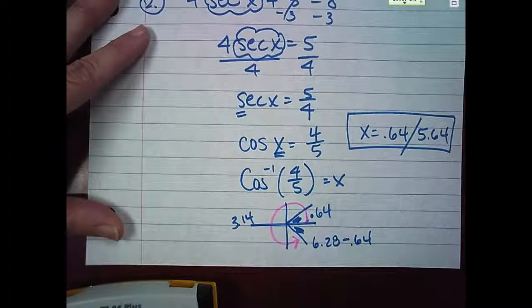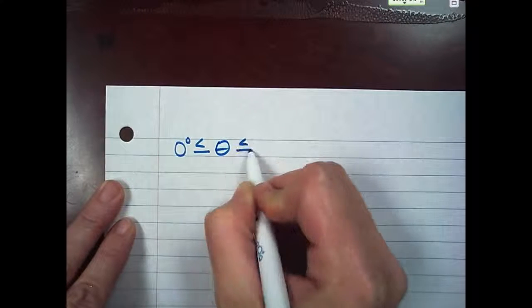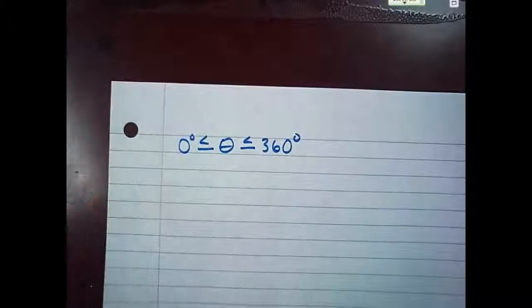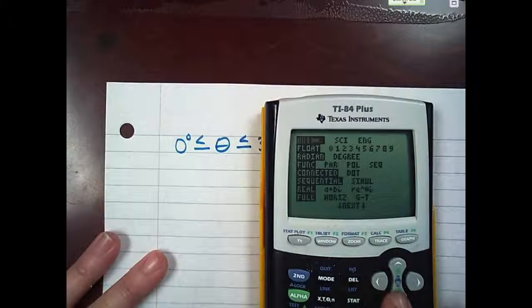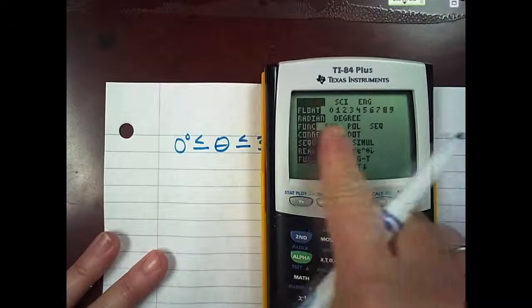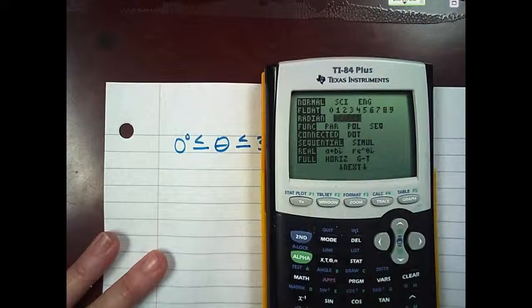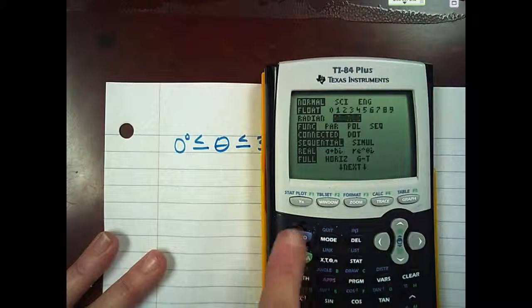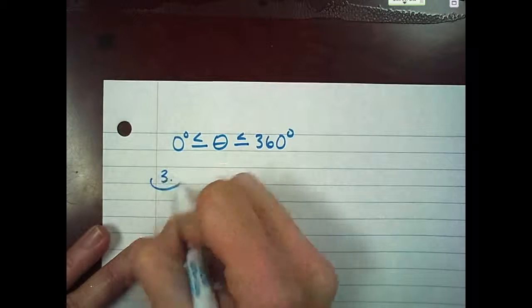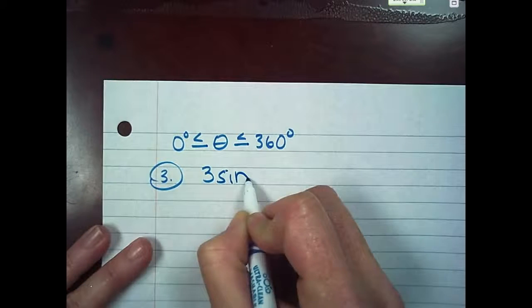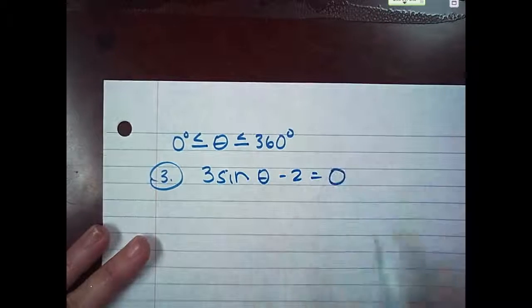Okay. Your last problem, the directions are going to change. This time the directions say solve if you have 0 to 360 for theta. This means your calculator, now go to mode, if you forgot how, go to mode. The mode is right by the second, and you want it in degrees now. So hit enter, and it'll flash degrees. You can hit second quit to get out. It's number 3, 3 sine of theta minus 2 equals 0.